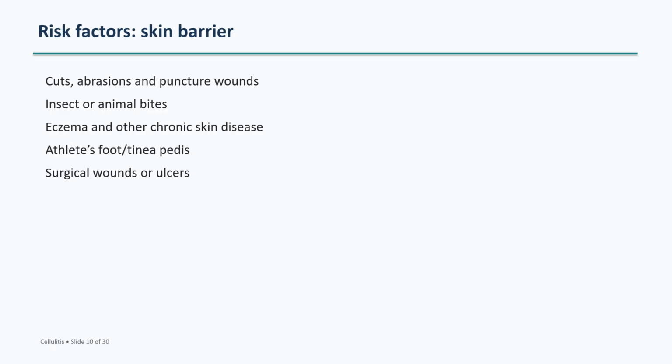So in this slide, we will understand what the risk factors are which can cause the disease, and skin barriers. What are the skin barriers? So cuts, abrasions, punctures, wounds, insect or animal bites, eczema and other chronic diseases can cause the disease. Athlete's foot, tinea pedis can occur in the patients. Surgical wounds or ulcers can also develop cellulitis.